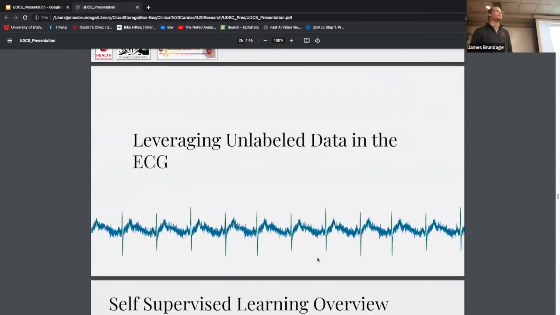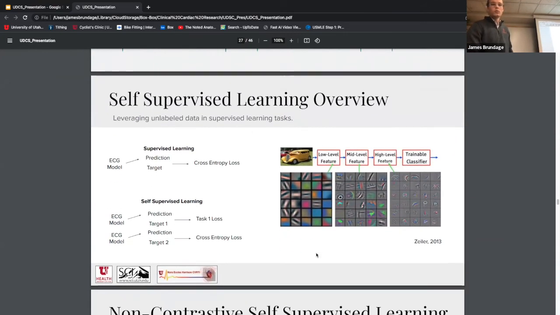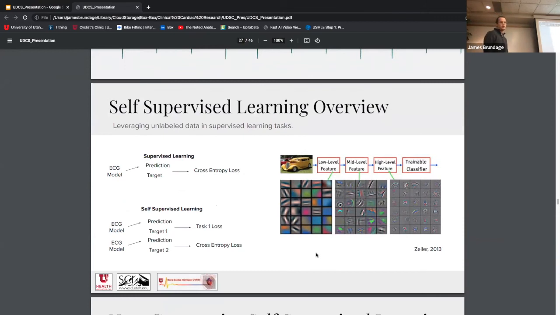And so for the next part, we looked back and said, we spent all this time and we're really excited about this 1.2 million ECGs that we had. How can we really take advantage of all of this excellent unlabeled data to improve at our small data set tasks in the future? And so one way to do this is an approach called self-supervised learning.